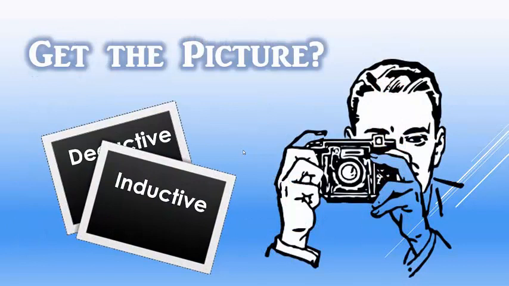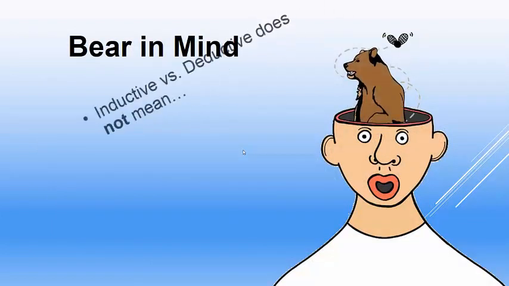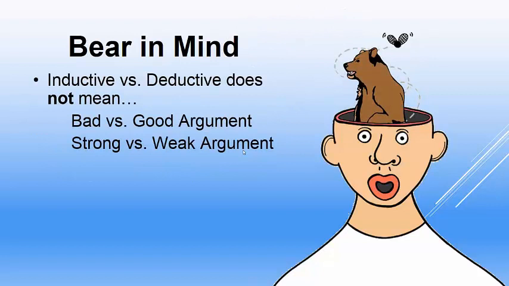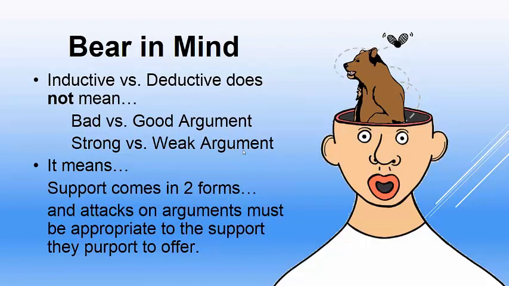So you get the picture, right? There are two types of logical support, deductive and inductive, and quite a variety of degrees of strength thereof. Now, I do want you to bear in mind, and please pardon my pun about bears in minds, this distinction does not amount to the distinction between a good versus bad argument or a strong versus weak argument. All I've pointed out so far is that support for a conclusion comes in two forms, and if you ever want to attack somebody's argument, be sure to understand and make your attack appropriate to the degree of support the argument intended to offer its conclusion.